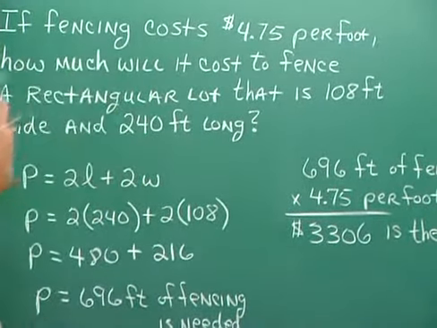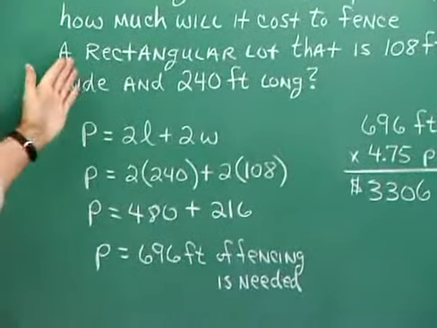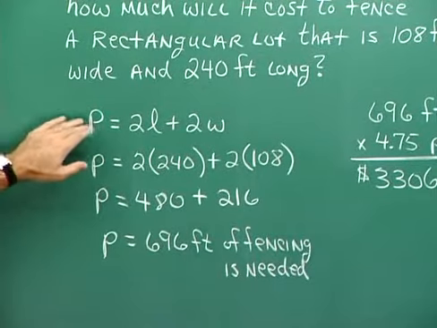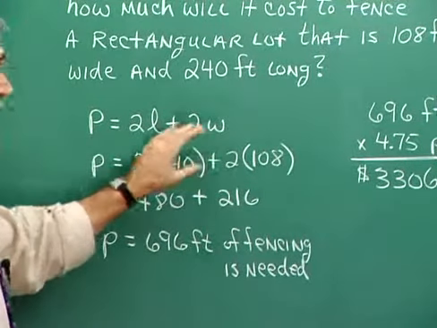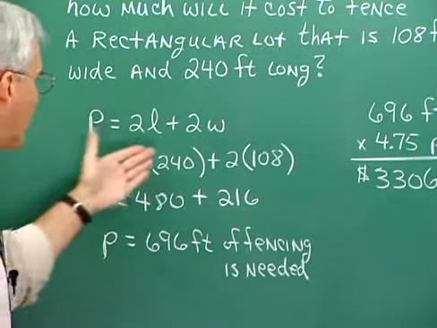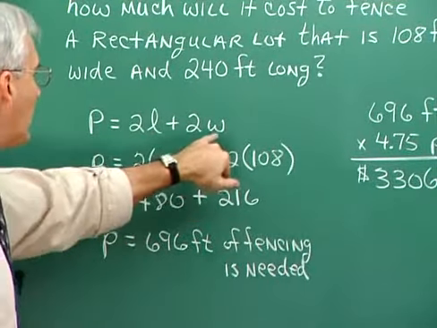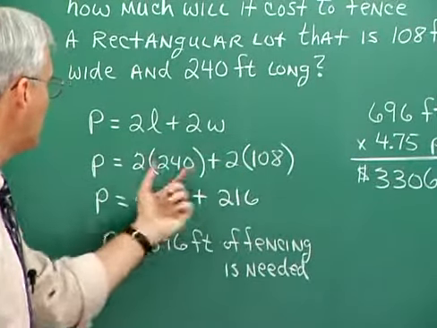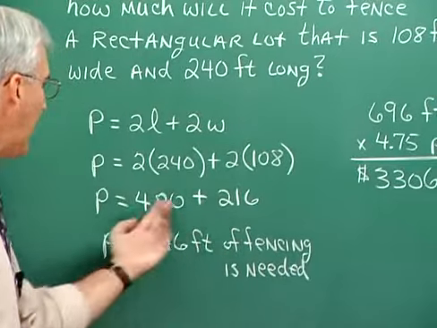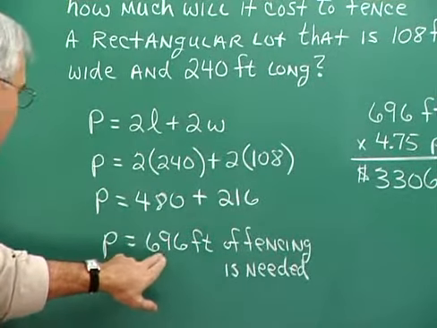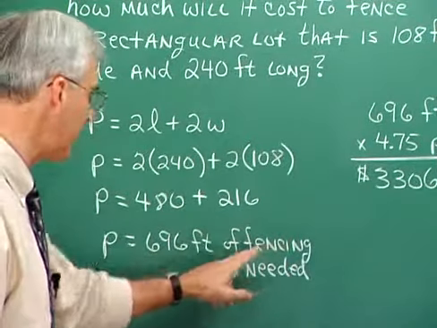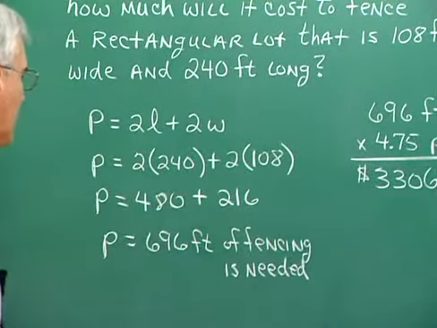Well, let's figure the amount of fencing that we have. It's a rectangular lot, so we use the formula for the perimeter of a rectangle. Perimeter is 2L plus 2W. Remember, these two steps are predetermined, so we write the formula and then we replace within it. L is 240, the width is 108. 2 times 240 is 480, 2 times 108 is 216. Adding here, we find the perimeter to be 696 feet. And that 696 feet of fencing is needed for this project.